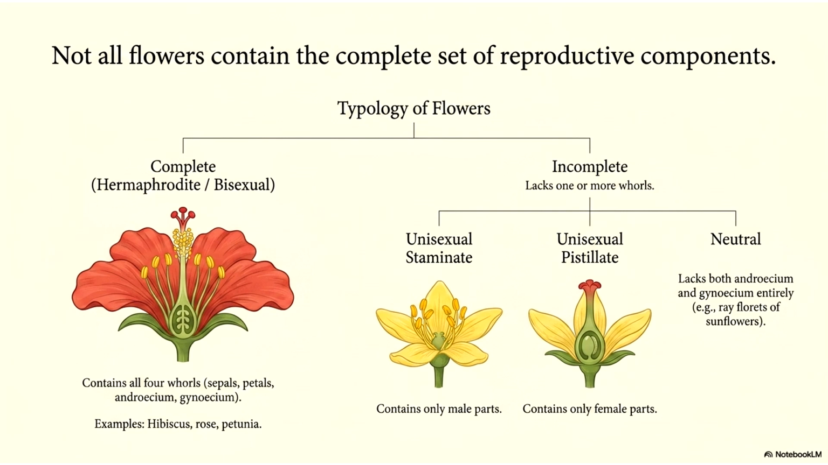Here we are discussing the typology of flowers. That is, flowers are complete flowers and incomplete flowers. Complete flower means it has both the androecium and gynoecium. What is an incomplete flower? An incomplete flower is a unisexual flower, which may be unisexual staminate, unisexual pistillate, or neutral. Staminate means only the male part is there. And what is pistillate? That means only the female part is there.